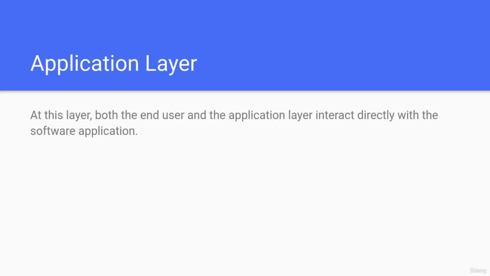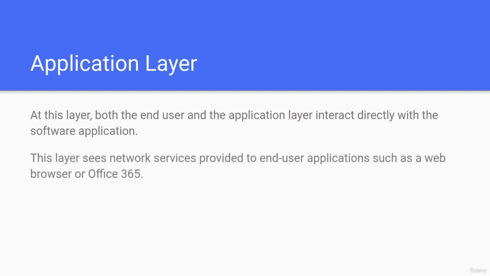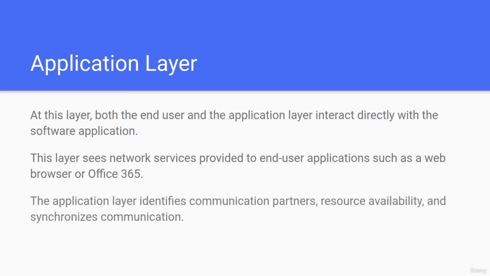And finally, we have the application layer. At this layer, both the end user and the application interact directly with the software application. This layer sees network services provided to end user applications such as a web browser or Office 365. The application layer identifies communication partners, resource availability, and synchronizes communication.